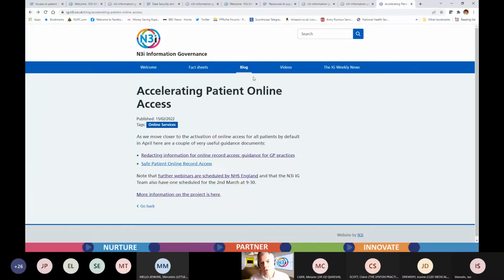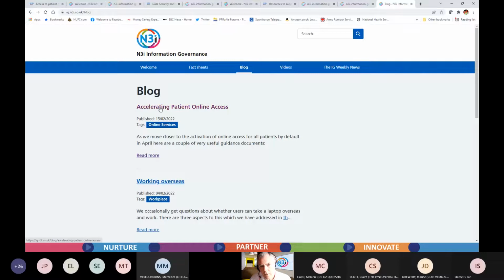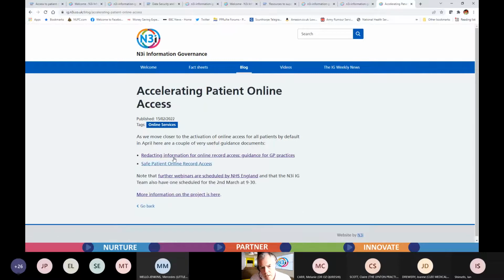It's on the web portal there, in the blog section, and the top one at the minute is Accelerating Patient Online Access, and it's that document there, Redacting information, guidance for practice. I think that was really good, and I had a good read through it. With those screenshots as well, it's a really useful document to have.